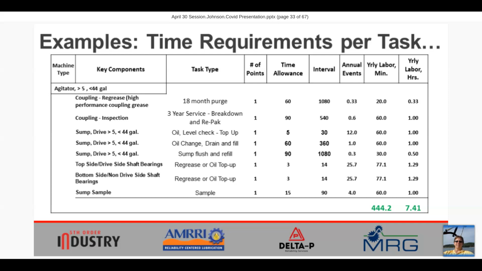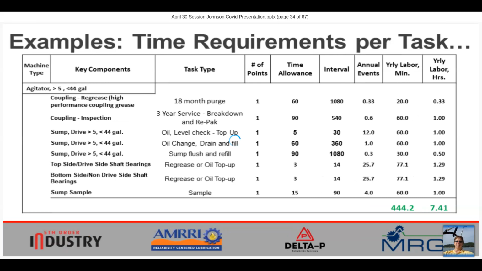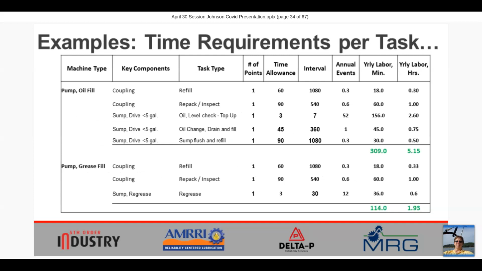Well, you don't think of an agitator as taking a full man day per year, but by the time you look at each of the component requirements, you see that's what you have. An oil-filled pump, assuming there's coupling to attend to. We attend to the couplings. We have a level check and top up, drain and fill, and a 3-year sump flush and refill. That's average of 5 hours per year per each oil-filled pump. If it's a grease lubricated pump, we have less trips to take, less net total hours per year, but once again, we can calculate out precisely how many hours we should be allocating according to that asset by type.